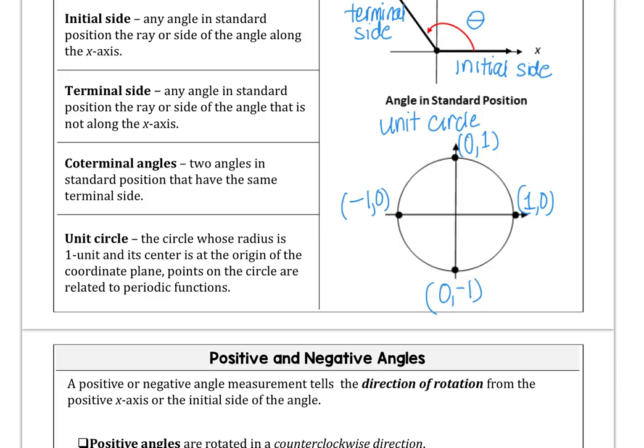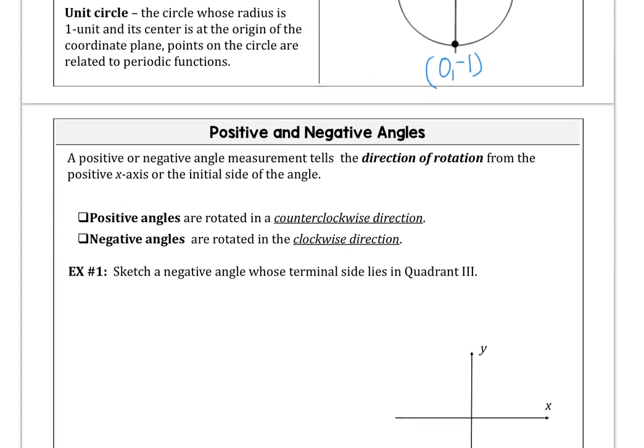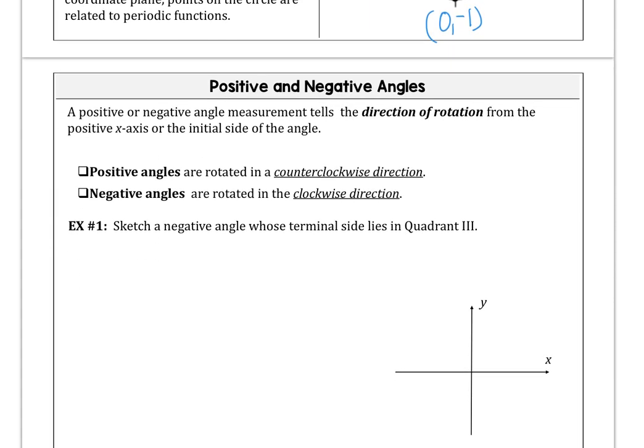Let's talk about positive and negative angles. A positive or negative angle measurement tells the direction of rotation, and that's where the idea of coterminal angles could be. Positive angles are rotated in a counterclockwise direction. So if we start here with the initial side sitting on the x-axis, and our angle rotates around 5 pi over 4 or 1 1/4 pi, the terminal side is down here in quadrant 3.